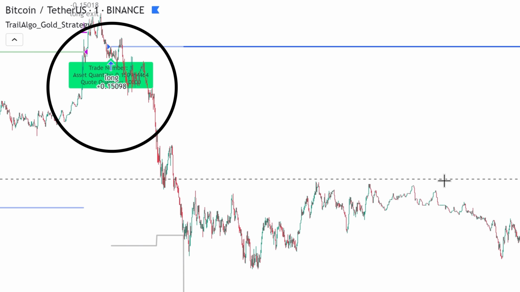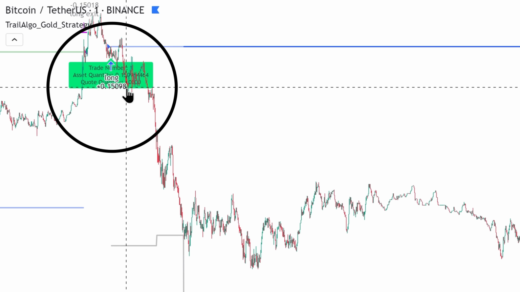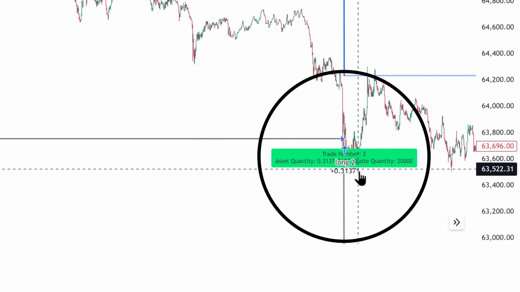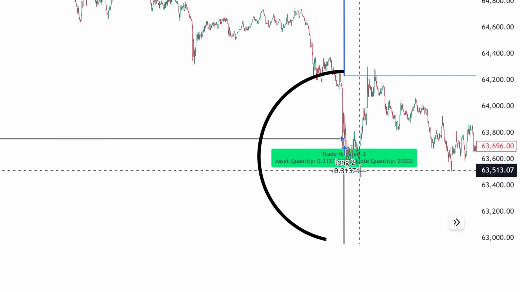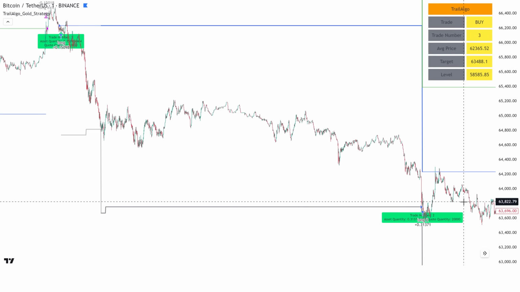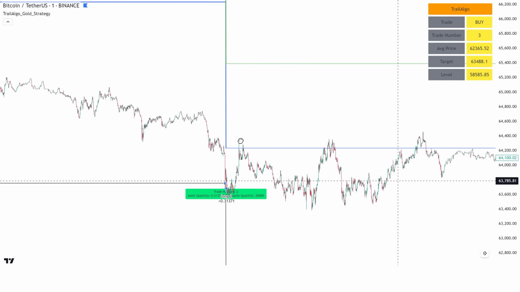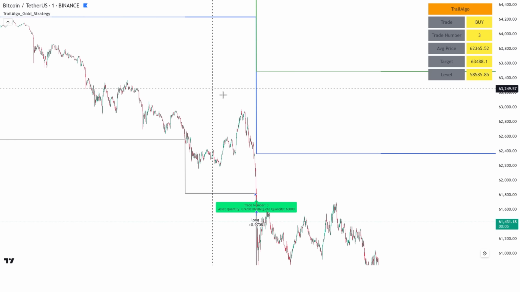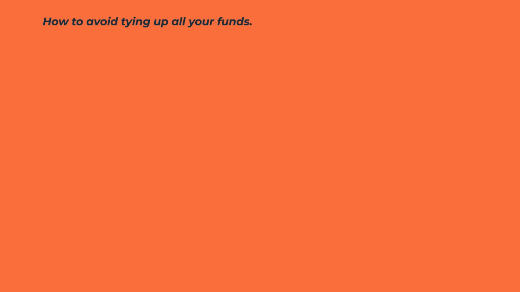For example, if we start with an initial investment and the price drops, TrailAlgo will notify us when it's time to buy additional shares to average down our cost. This systematic approach ensures that we make data-driven decisions rather than emotional ones. The automation provided by TrailAlgo simplifies the process, making it easier to stick to your dollar cost averaging plan without constant monitoring. It's important to use only part of your money for dollar cost averaging, to avoid tying up all your funds. Let's go through the steps.